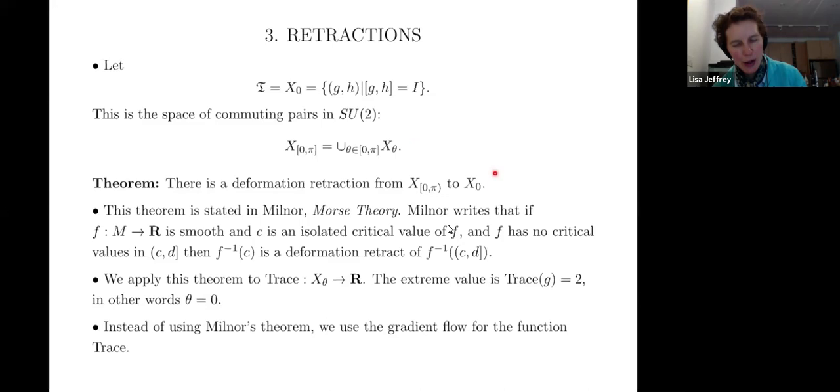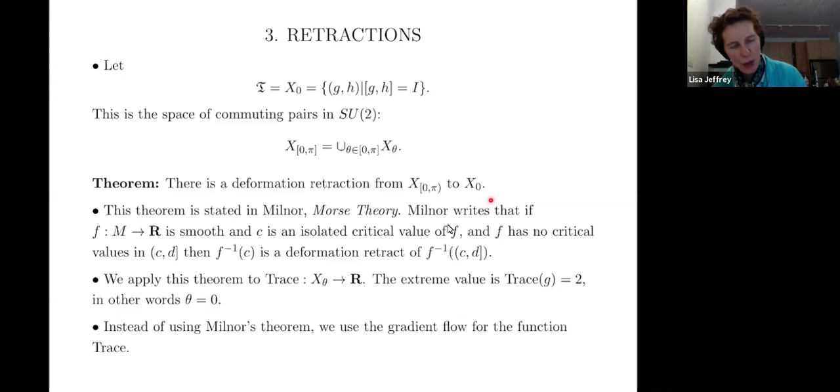So I claim here that there's a deformation retraction. We proved that there's a deformation retraction from X of the half open interval, where we have omitted only pi, to the space of commuting elements X0. This follows from a theorem that is stated in Milnor's book on Morse theory.